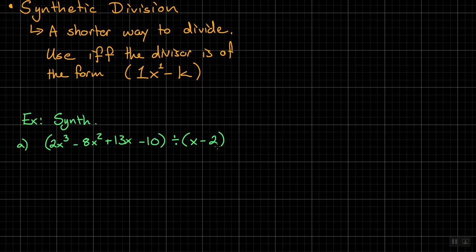Right off the bat, am I dividing by something of the form x minus a number? Now, if it had been this, don't change it. Is this still of that form? It'd just be minus negative 2, right? So it's still minus k.